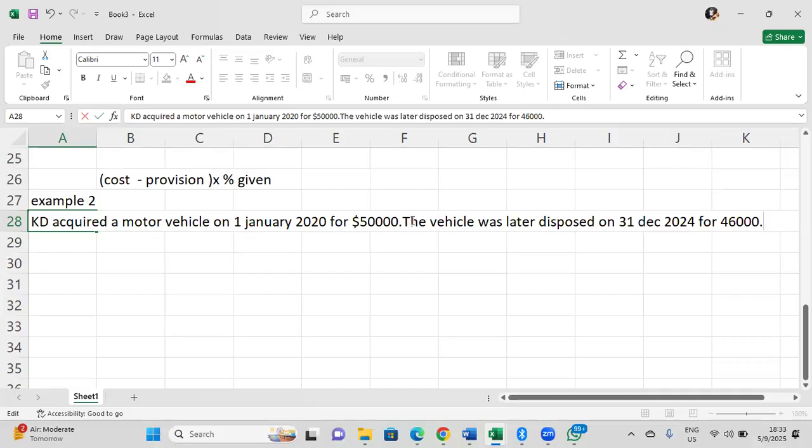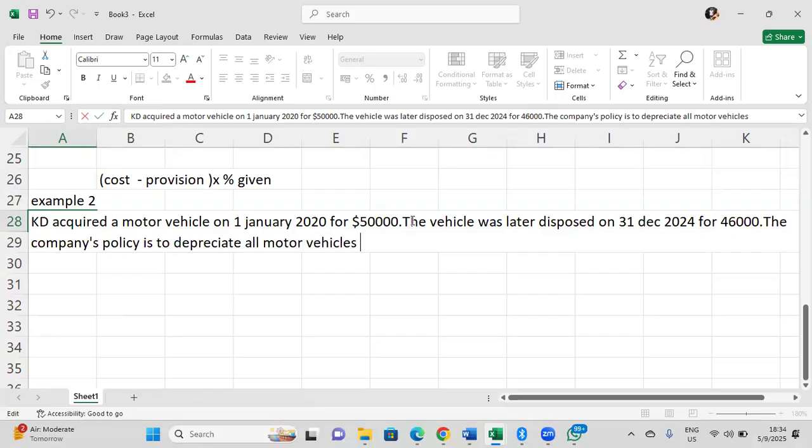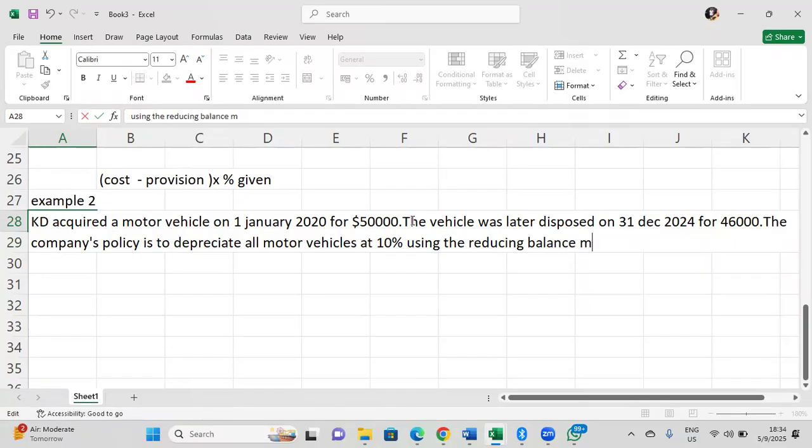Then the company's policy is to depreciate all motor vehicles at 10% using the reducing balance method.